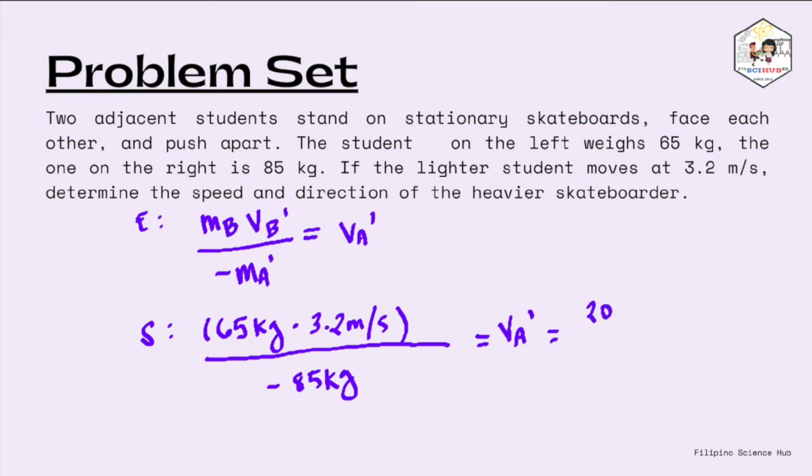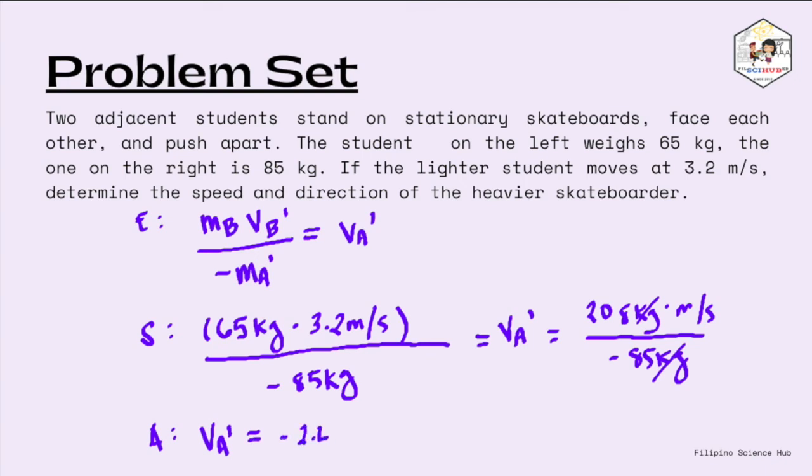208 kilogram meters per second over negative 85 kilograms. And if you want to simplify that, simply cancel the kilogram units. And we are left with our final answer, which is the velocity of student A after pushing, or V sub A prime, is equal to negative 2.45 meters per second. So basically, our student A is moving to the left since it's a negative value, at a speed of 2.45 meters per second.